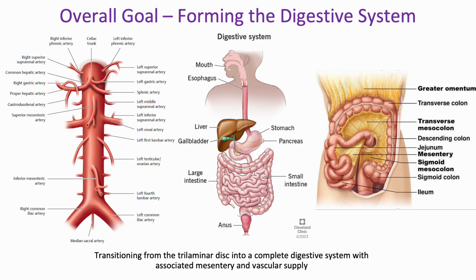So it's really important that you have that differentiation down, as well as the different components that form the digestive system, all the way from the esophagus, through the stomach, duodenum, to the jejunum, ileum, into the cecum, ascending colon, transverse colon, descending colon, sigmoid colon, rectum, and anus.